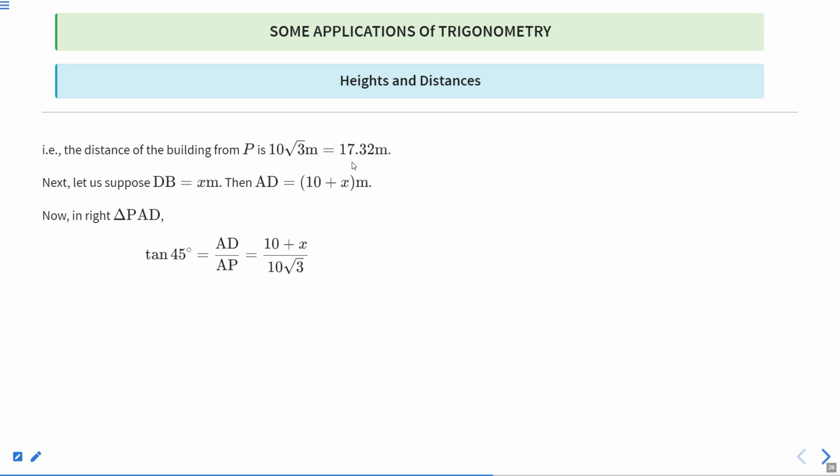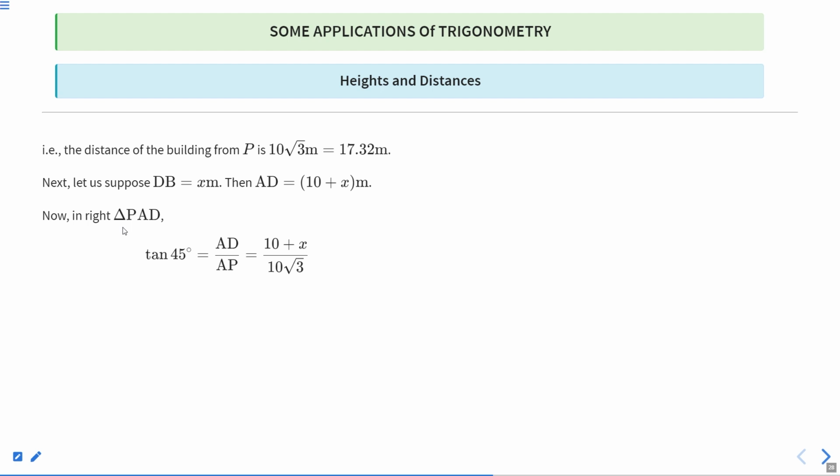Next, let us suppose DB is equal to x meter. Here AD is basically equal to 10 plus x. AD is basically the height of the building plus the height of the flagstaff. So AD is equal to 10 plus x meter. So now in right triangle PAD, here we use the trigonometric ratio tan also.